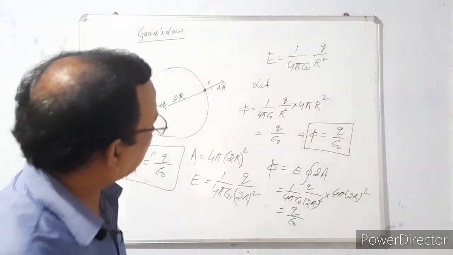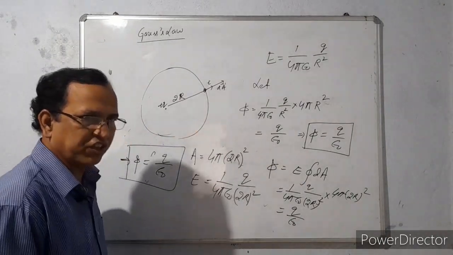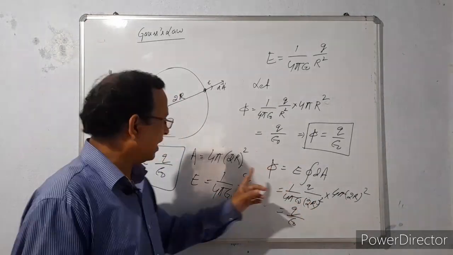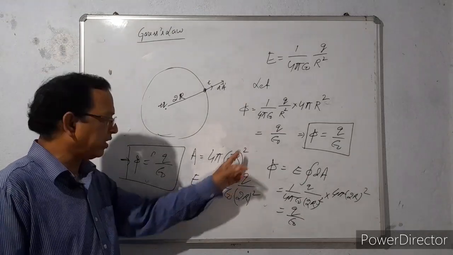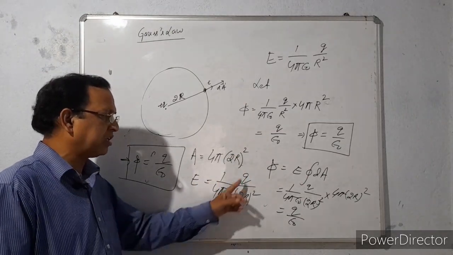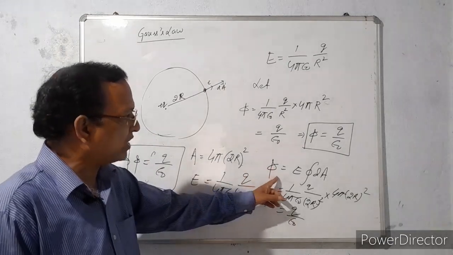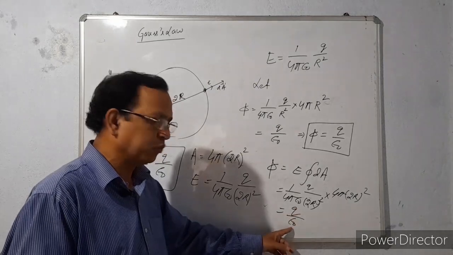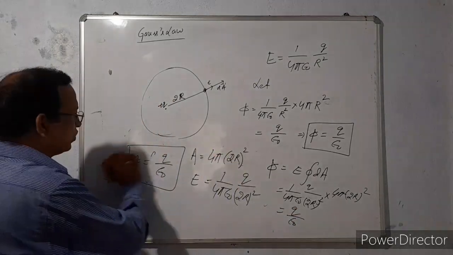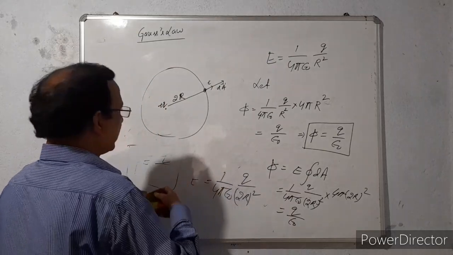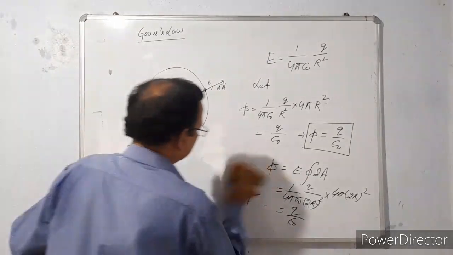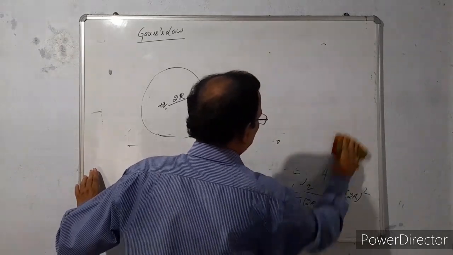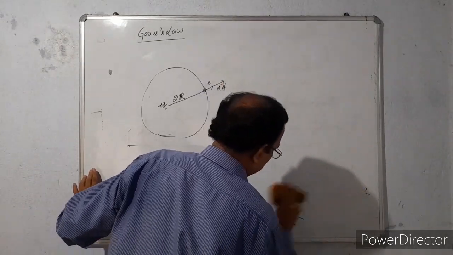If the radius is again changed to 3r, then also that is q by epsilon naught. Why? Now A is equal to 4 pi (3r) square, E is equal to 1 by 4 pi epsilon naught q by (3r) square. So phi is equal to E integral of dA, that is also equal to q by epsilon naught. So in all cases we see that phi is equal to q by epsilon naught.